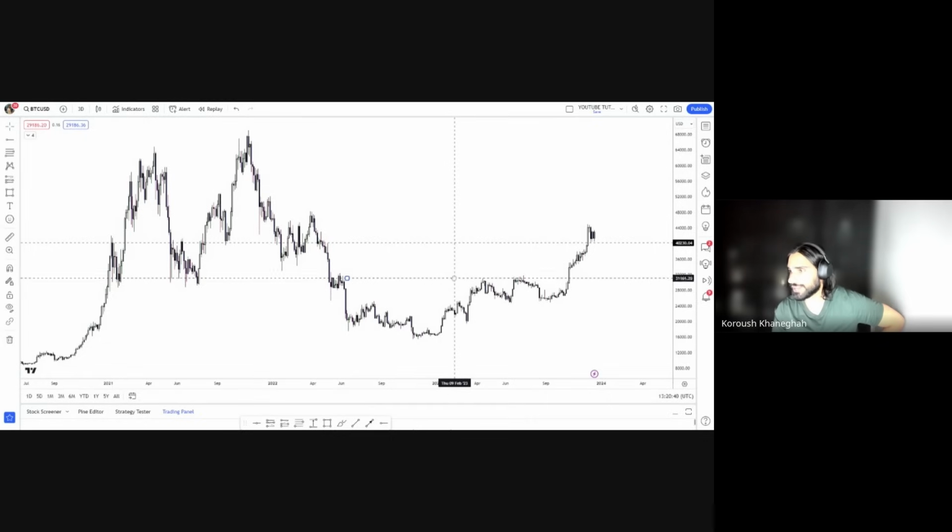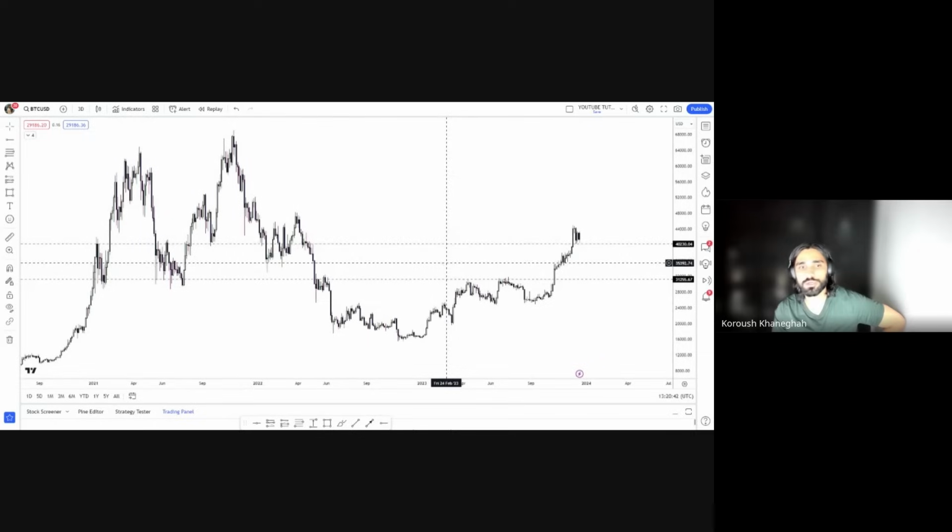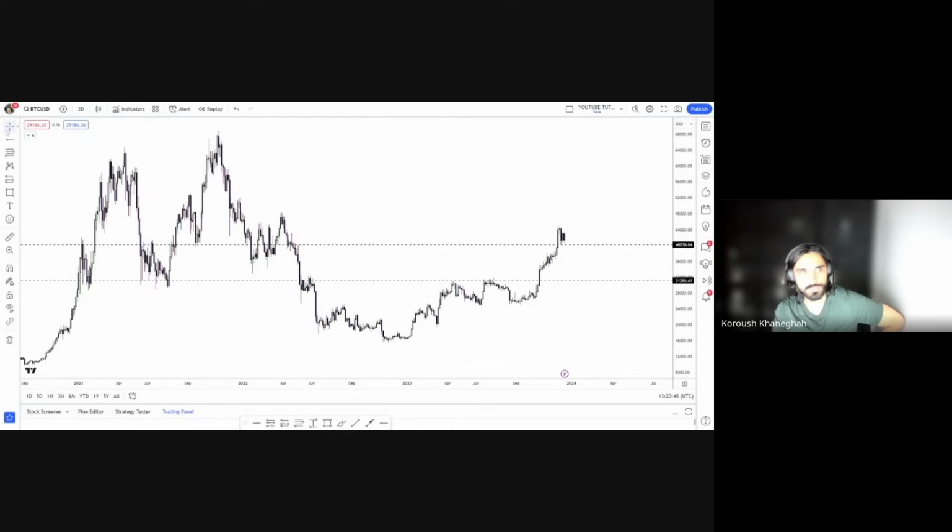If we lose this level here, for me, my bias completely and utterly shifts. Why? Because this has been a level of extreme importance since Jan 21. If a level this important that has been respected every single time since Jan 21 loses, that's a big signal that we're going to continue downwards.